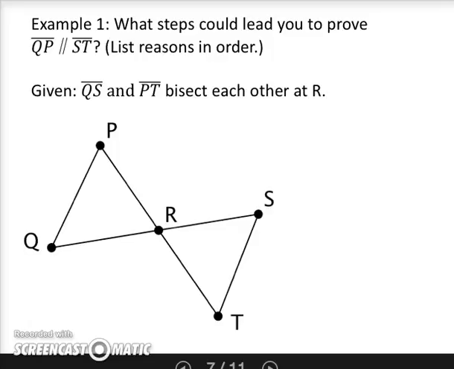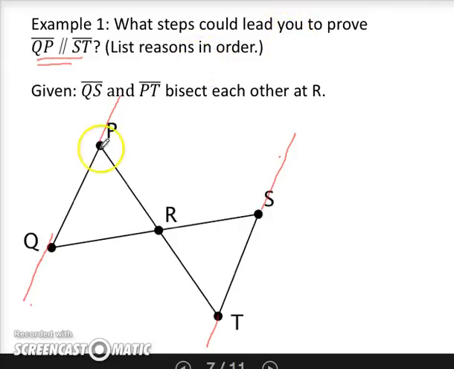Example 1. What steps could lead you to prove that line QP is parallel to line ST? I'm not going to mark them parallel because that's what I'm wanting to prove. List your reasons in order.